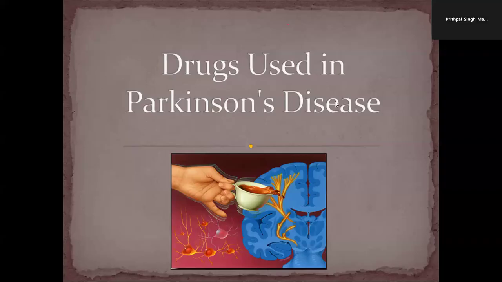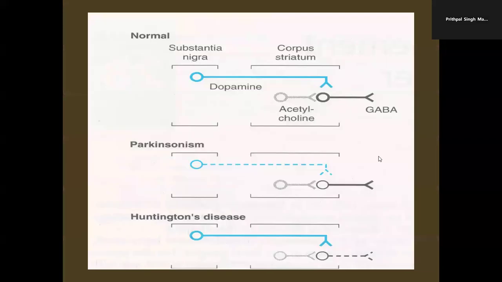So let's begin with drugs in Parkinson's disease. When we talk about Parkinson's disease, let's talk about what exactly Parkinson's disease is. Most of us know that Parkinson's is due to a deficiency of dopamine in the substantia nigra in the brain.